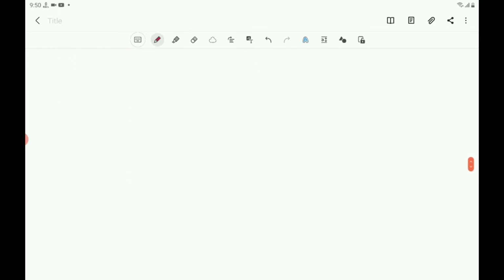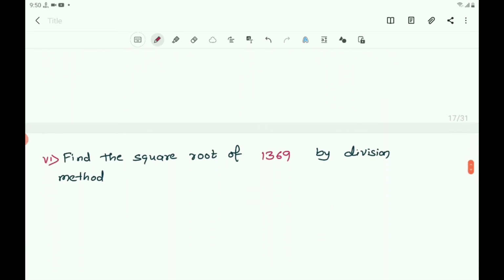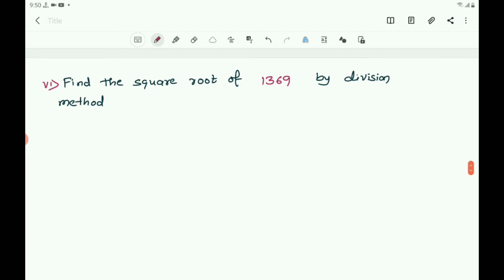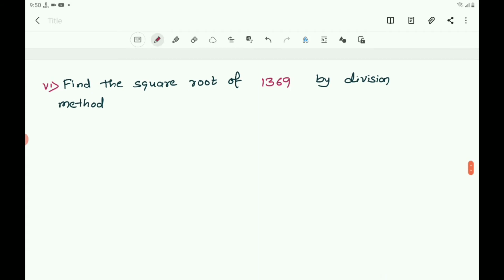Next number let us take here. Find the square root of 1369 by division method. This perfect square is also having 4 digits, so its square root must have 2 digits. Take that number. Which is that number? 1369.